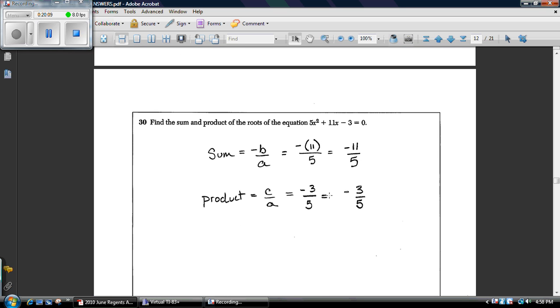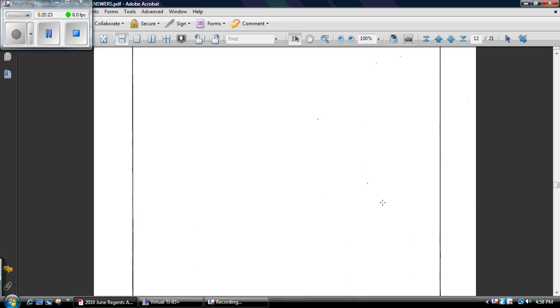Find the sum and the product of the roots. These are formulas you should remember. The sum of the roots is negative b over a, and the product of the roots is c over a. And you just plug in: a is 5, b is 11, c is negative 3. That's it.